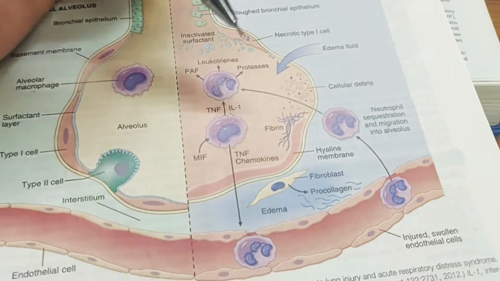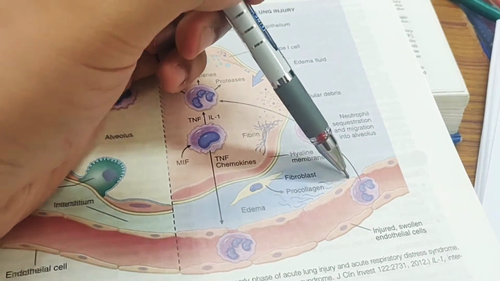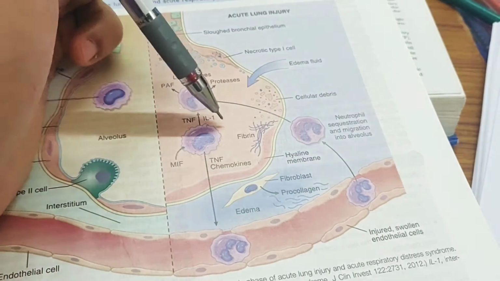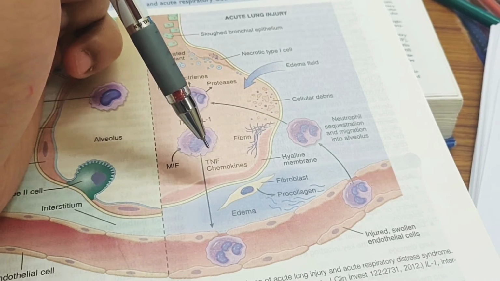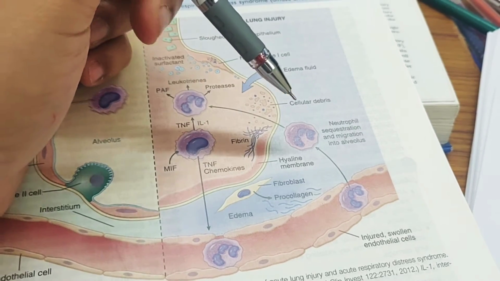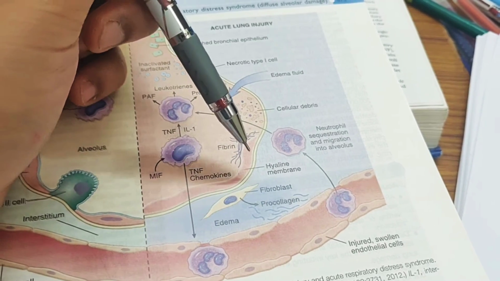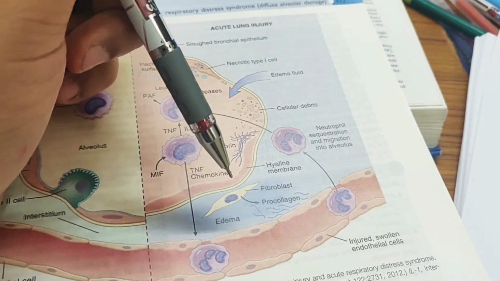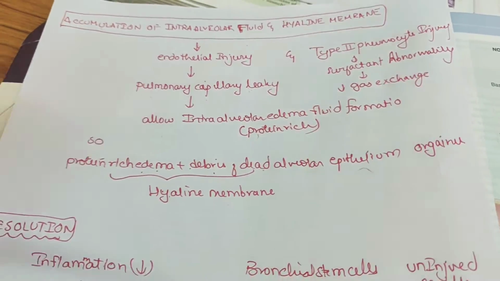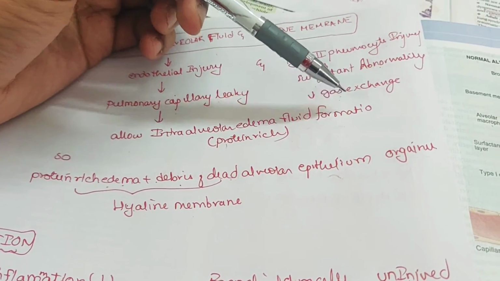When you see here, due to injury to the endothelium, the pulmonary capillaries become leaky. So it allows intraalveolar edema fluid formation. Edema fluid will go into the alveoli, and it is protein rich. This protein rich alveolar fluid along with the damaged cellular debris will then form the hyaline membrane on the surface. So it is also called hyaline membrane disease, the respiratory distress syndrome. Also there is type 2 pneumocyte injury, so there is decreased surfactant, and gaseous exchange decreases.